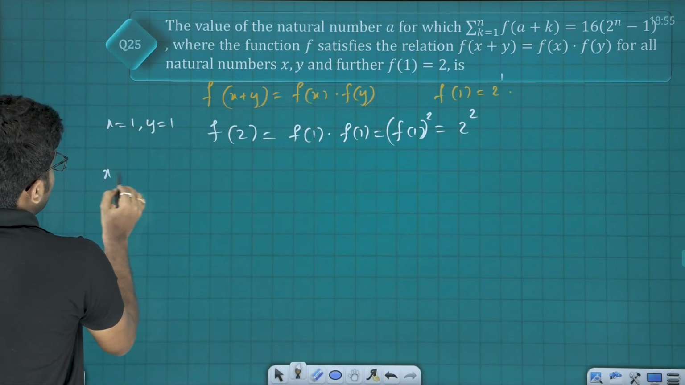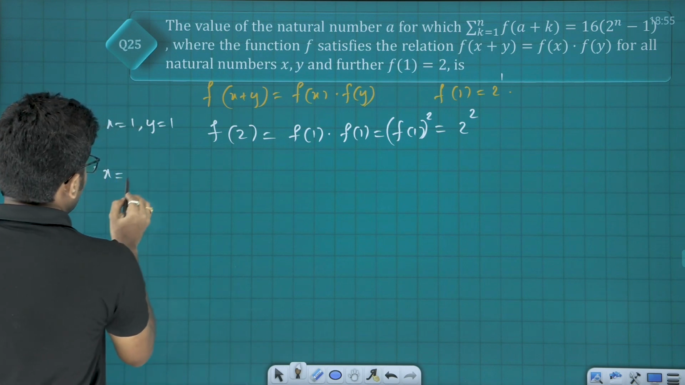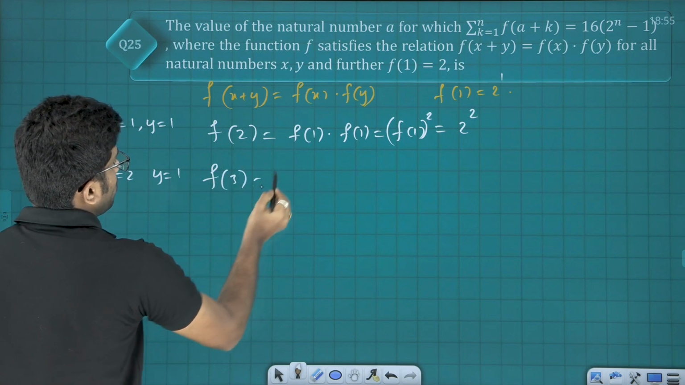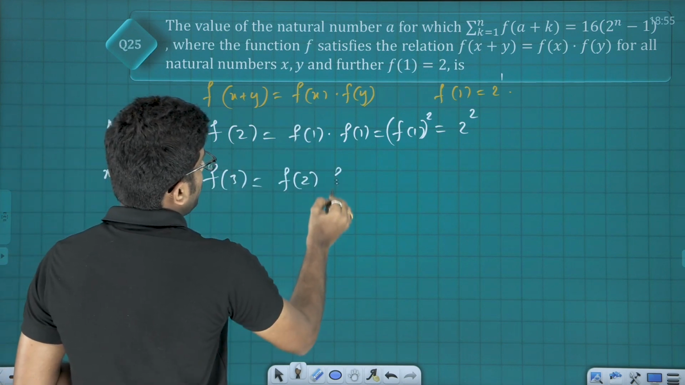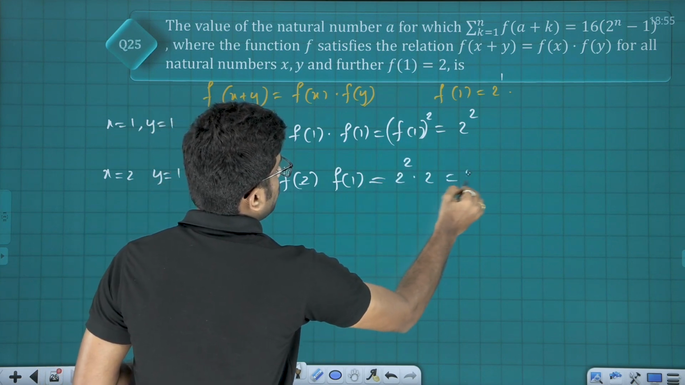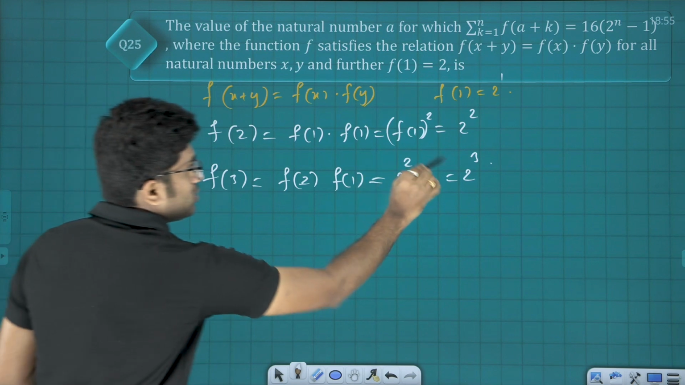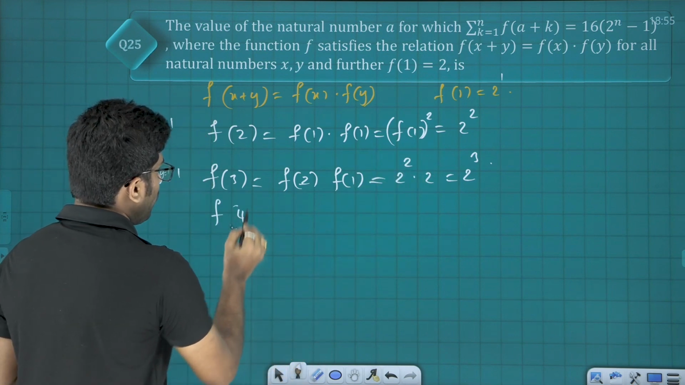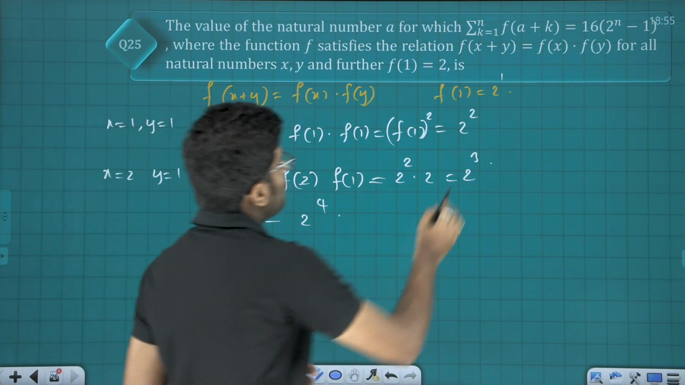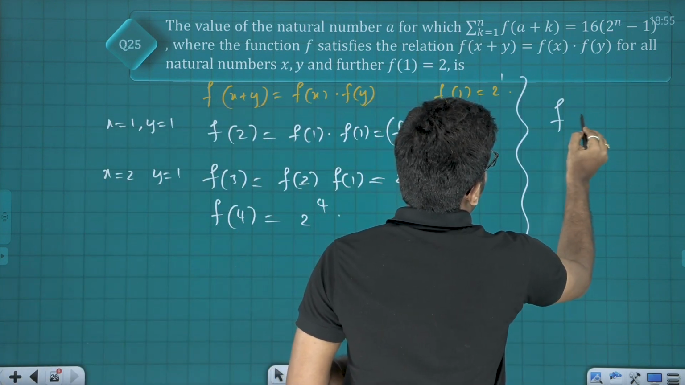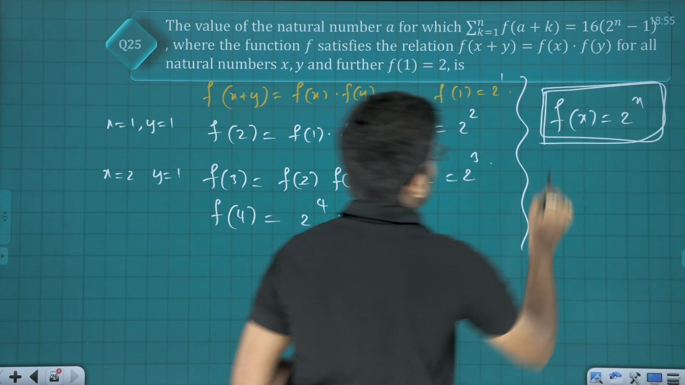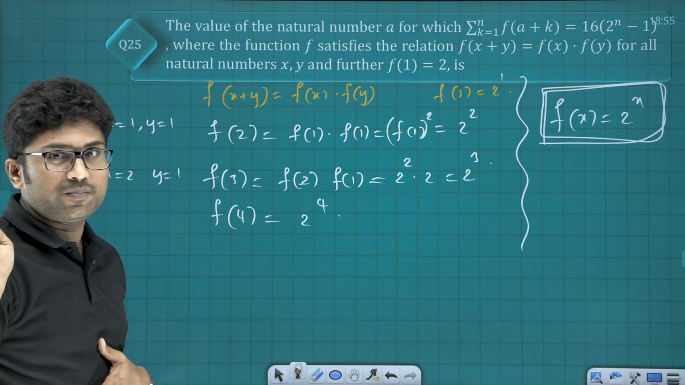Now put x equals 2, y equals 1. F of 2 plus 1, that is f of 3, is equal to f of 2 into f of 1. F of 2 is 2 square, f of 1 is 2, that means 2 cube. Friends, f of 3 is 2 cube. In the same way, f of 4 will be 2 power 4, f of 5 is 2 power 5. So clearly I can mention this: f of x is 2 power x, friends. Conclusion, I got my final function.